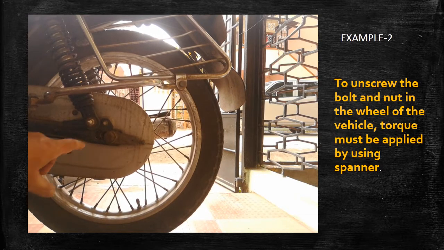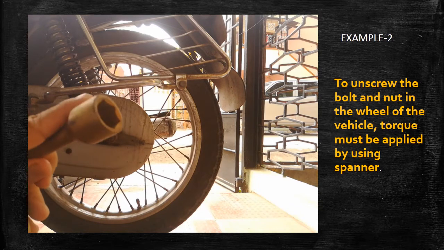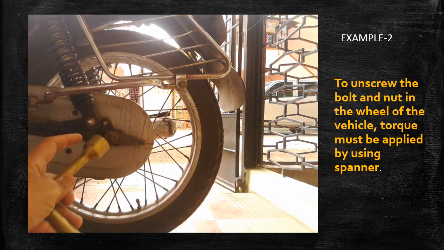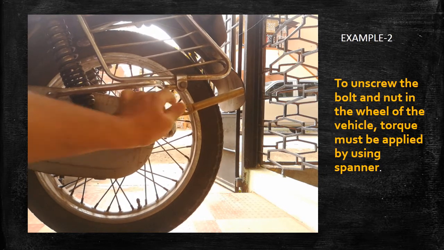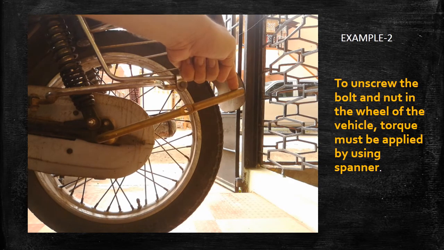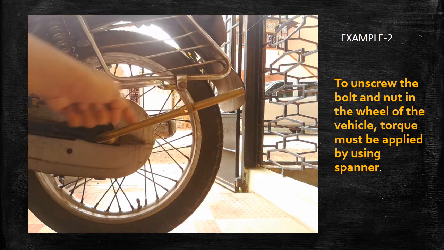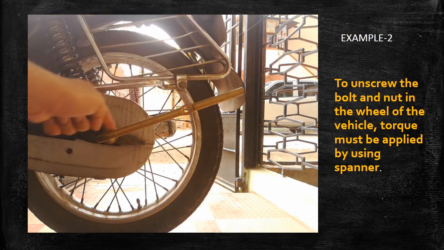Listen here, in this wheel, only if you remove this main screw and bolt are we able to remove the wheel from the vehicle. To remove this bolt and nut, we have to use this spanner. This end must be inserted into the bolt and nut. Here you have to apply the force. If the force is applied here, this portion, the arm length, will act as the perpendicular length.